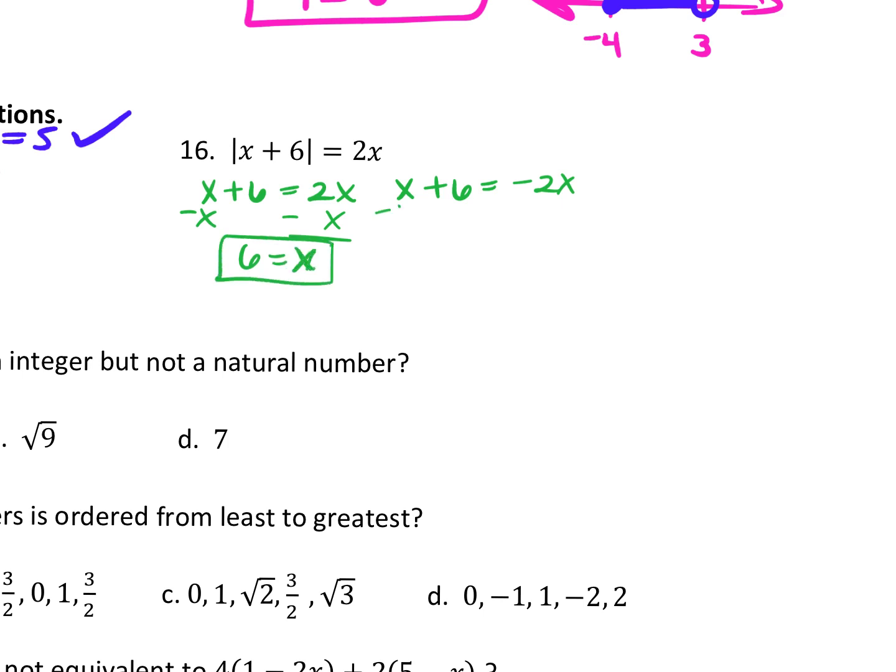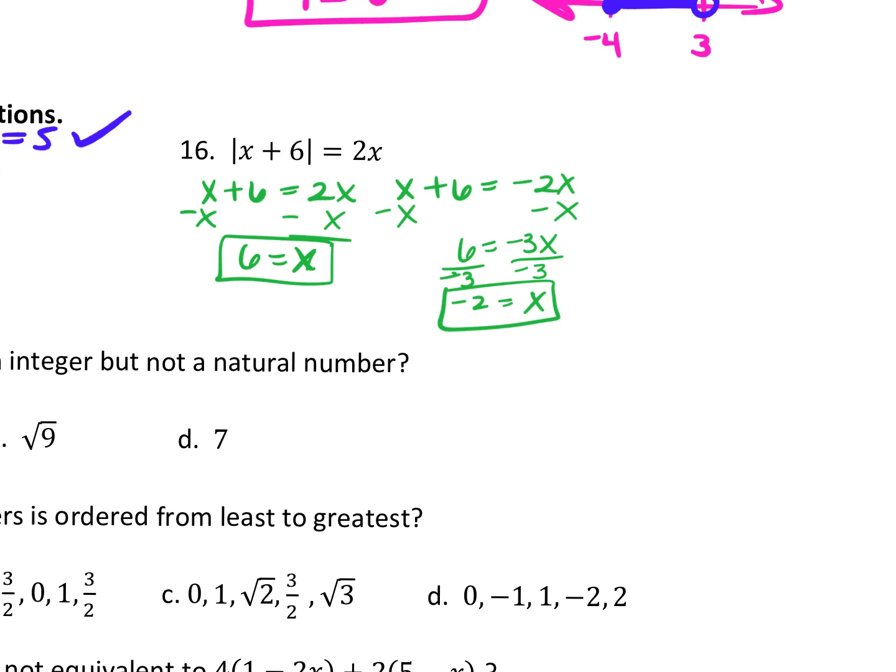This one, take away an x, and 6 equals -3x, divide by -3. So x equals -2. So you get a 6 and a -2. Now you plug it in.